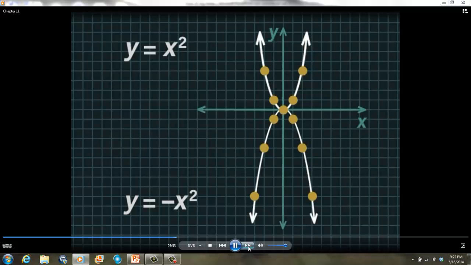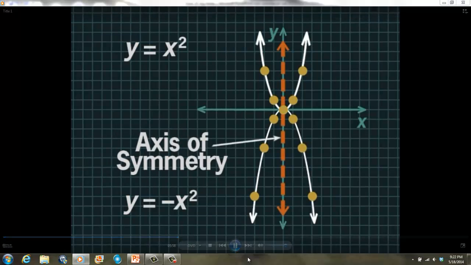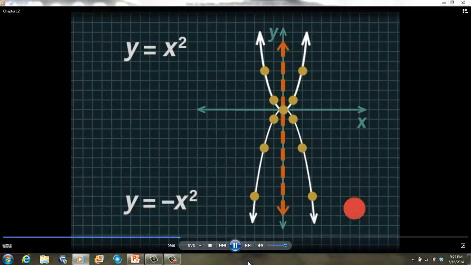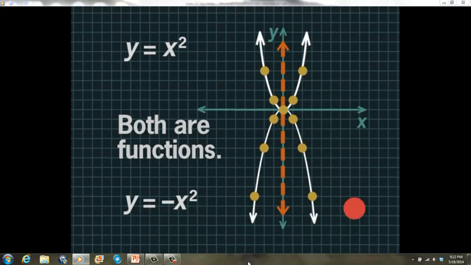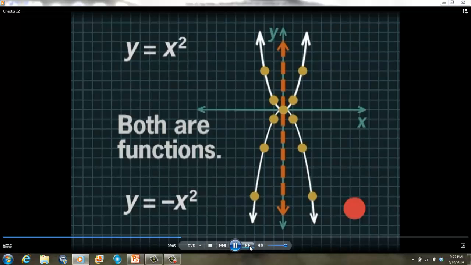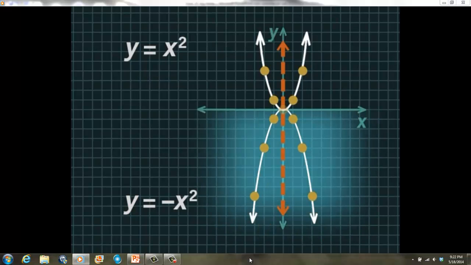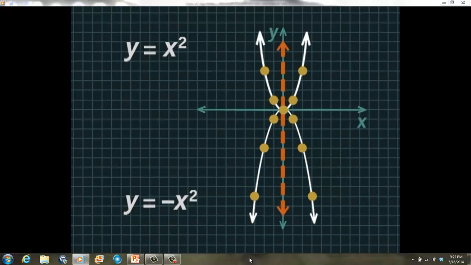How are these two parabolas similar, and how are they different? They both have the same axis of symmetry and the same vertex. They're both functions. The vertex is the minimum for y equals x squared, and the maximum for y equals the opposite of x squared.